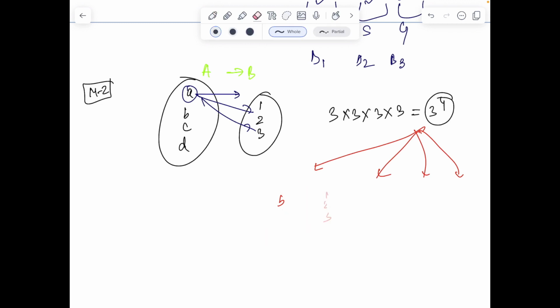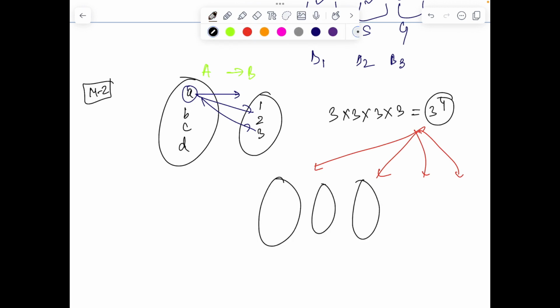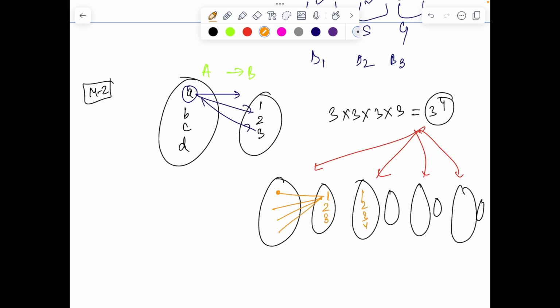This also contains functions which are mapped to... So in this 3 to the power 4 we have different varieties of functions available. Let's see what varieties are available here. It contains functions where all these 4 elements are just mapped to a single element, right? Let's say 1, and 2 and 3 are empty.